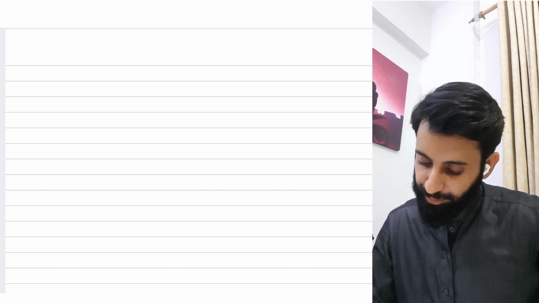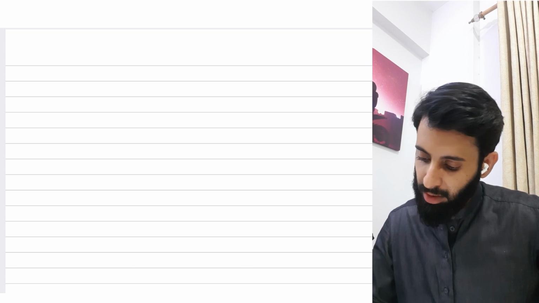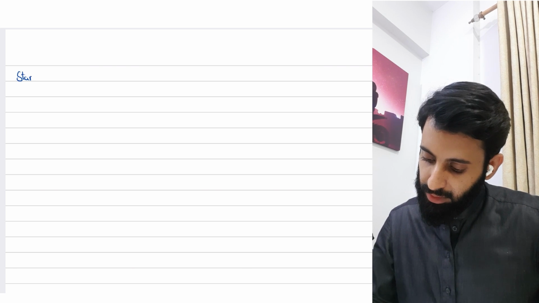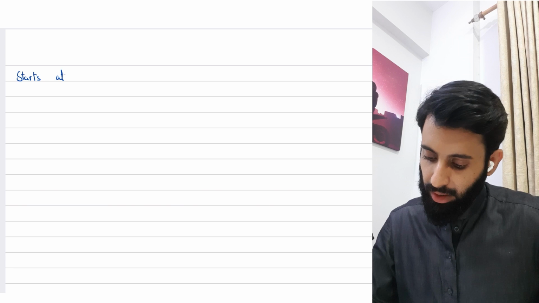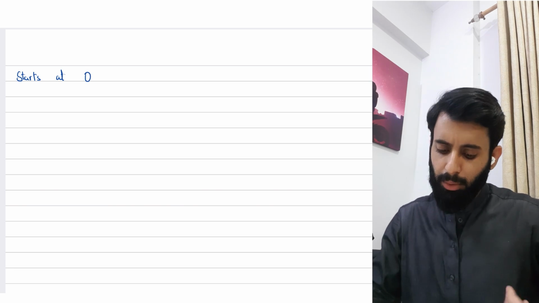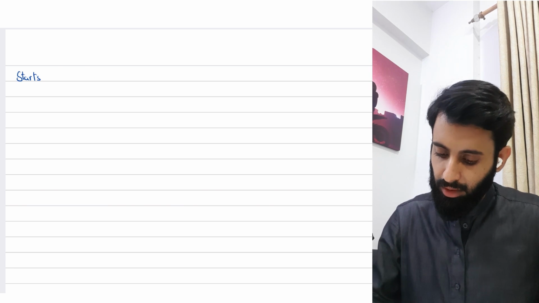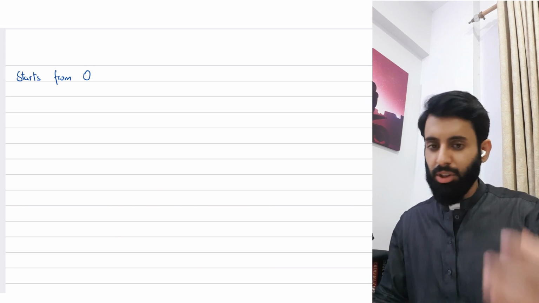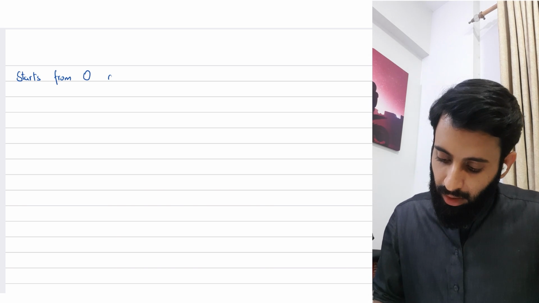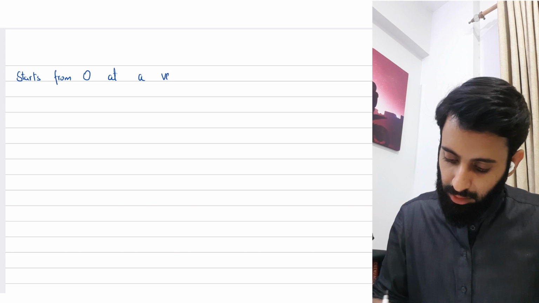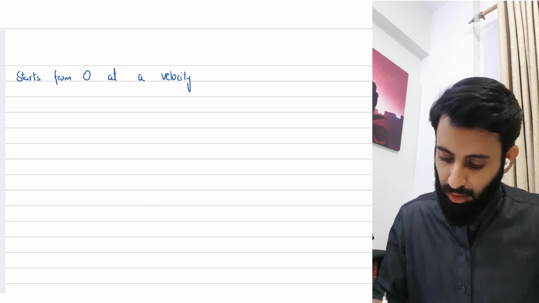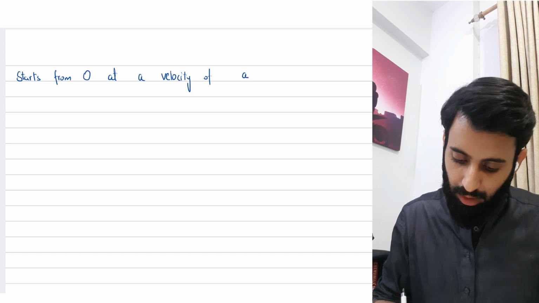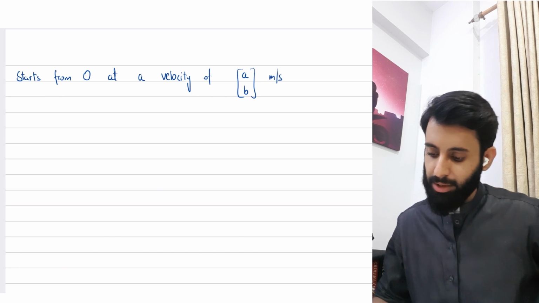So basically, let's say you have a particle which starts from a point O. In fact, let me just write this as starts from O. Okay, O is the position from where it's starting, at a velocity of, let's say, AB. So we're dealing with the general terms, okay? At a velocity of AB meters per second.